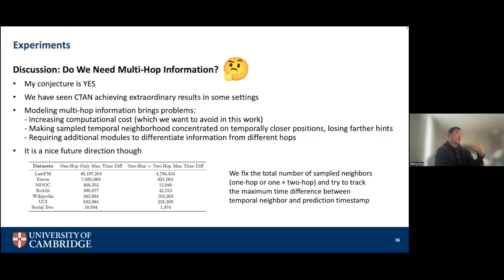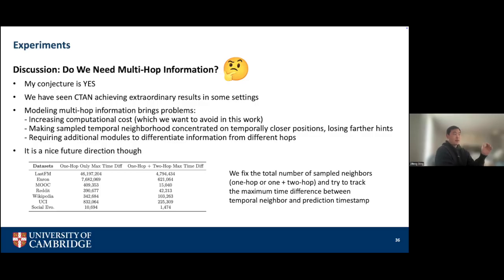For example, we have only one-hop temporal neighbors in 256 neighbors, but we can also take one part of them out and put some two-hop neighbors inside. Then we track the maximum time difference between the temporal neighbor and the prediction timestamp. We can find that in the right column, the one-hop plus two-hop max time difference is much smaller than the one-hop only max time difference, which means that when we sample mixed hops under a limited computational budget, the temporal neighborhood will be concentrated on the recent history.